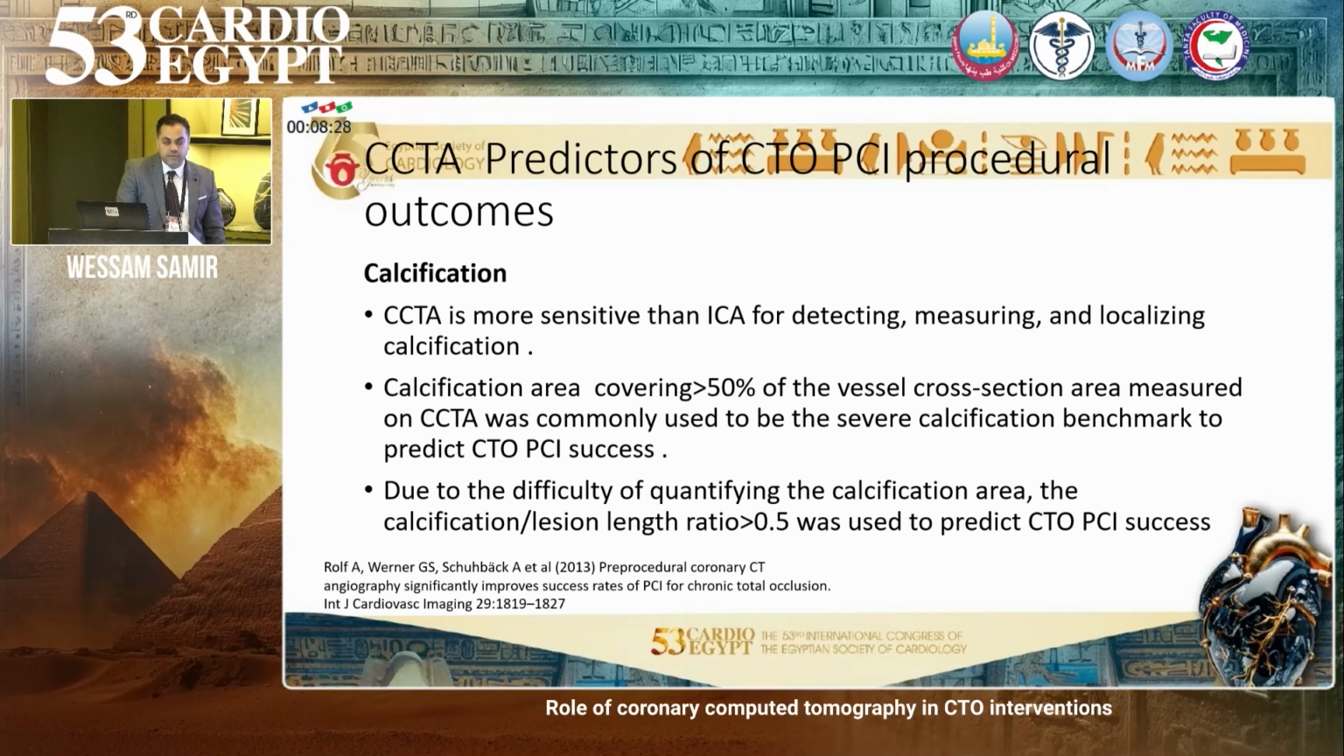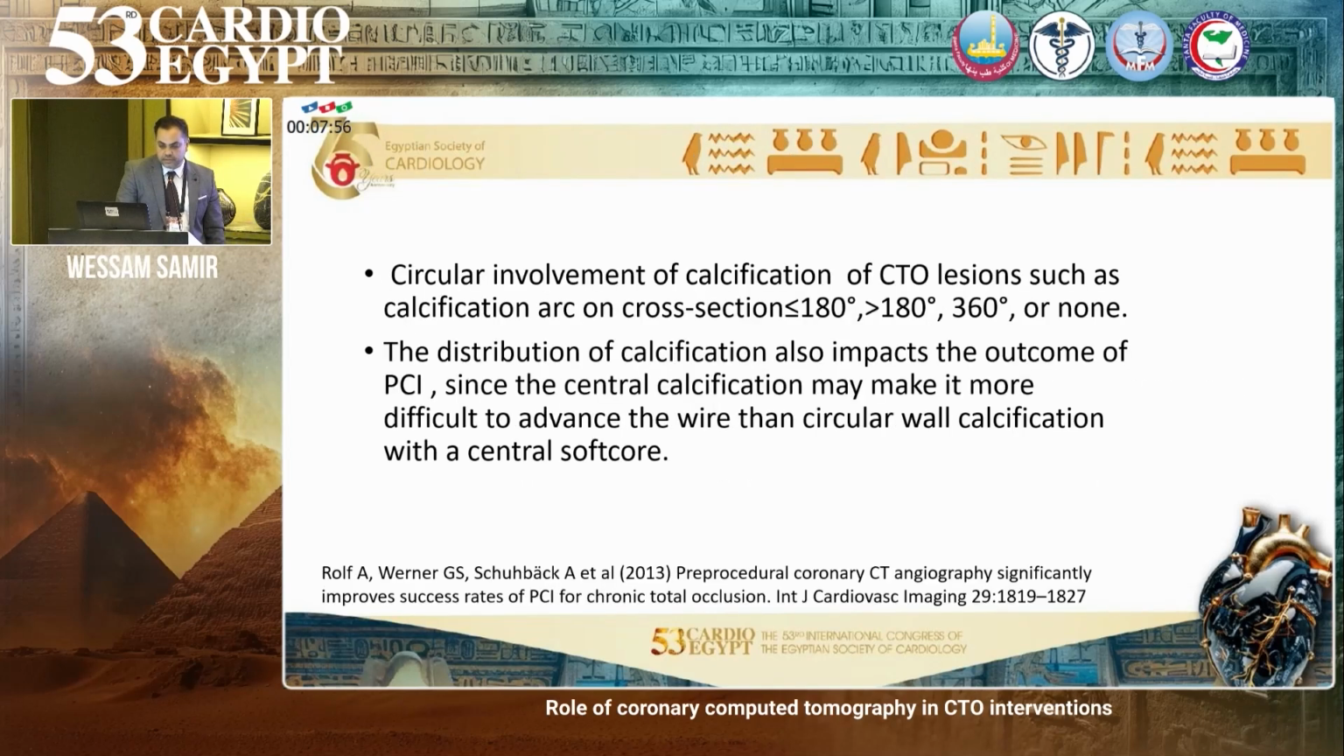CT angiography is more sensitive than invasive coronary angiography in detecting, measuring, and localizing calcification. A calcification area covering more than 50% of the cross-sectional vessel area is usually the benchmark of the presence of severe calcification in CT coronary angiography. If it's difficult to quantify the calcification area, sometimes we depend on the calcification length in relation to the lesion length. If it's more than 0.5, it's used as a predictor of CTO PCI success.